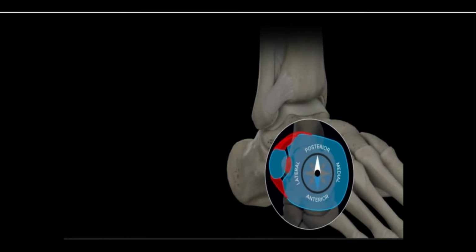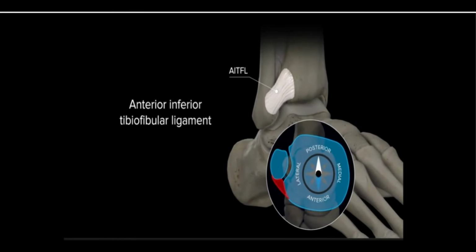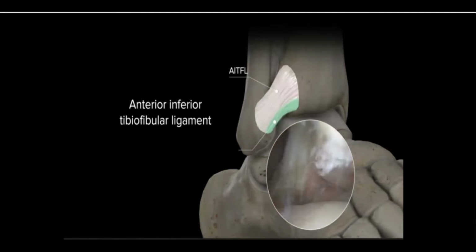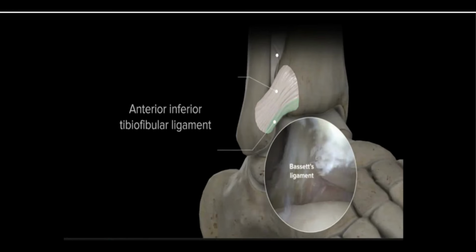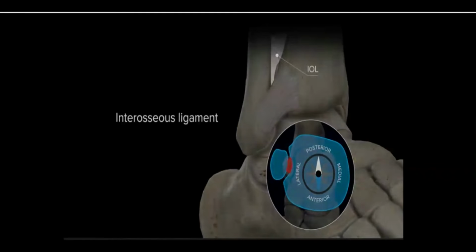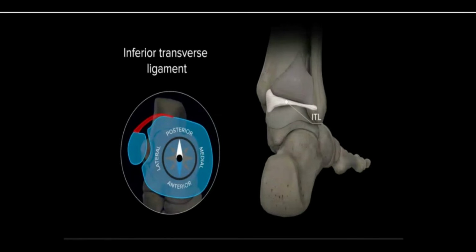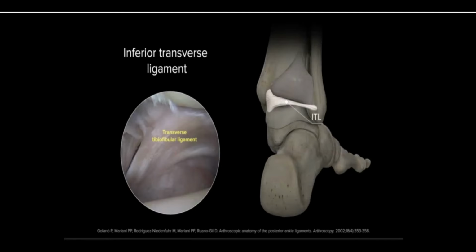There are several components that make up the syndesmosis, including the anterior inferior tibiofibular ligament, or AITFL. Here we see a torn AITFL. Its inferior band, Bassett's ligament, courses across the anterior lateral tibiotalar joint. The interosseous ligament, the posterior inferior tibiofibular ligament, or PITFL, is occasionally referred to as the superficial PITFL. The inferior transverse ligament, sometimes referred to as the deep PITFL, can be seen arthroscopically.